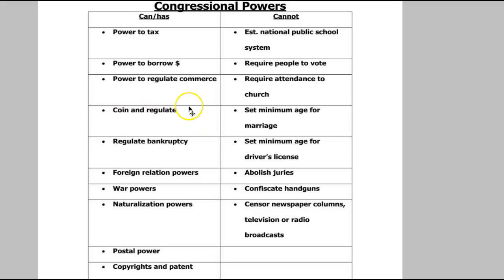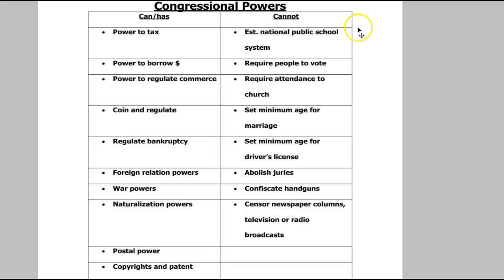So coin and regulate, right? Congress has the power to coin money. We've talked about that. Regulate bankruptcy. Congress has the power for foreign relations or war powers or naturalization. So essentially, Congress has the power to regulate our borders, right? It would be illogical for the state of Arizona to control its borders. That's not Arizona's responsibility. That's the national government's responsibility. It also has the postal power, copyrights, and patents.